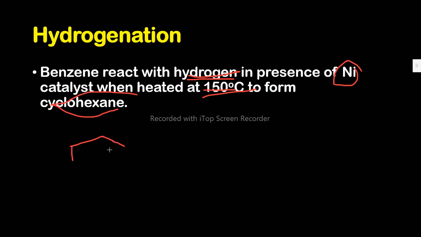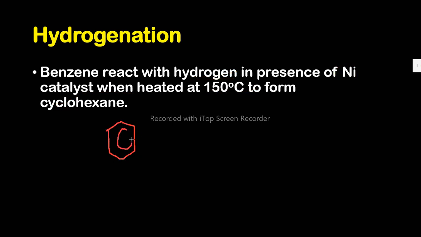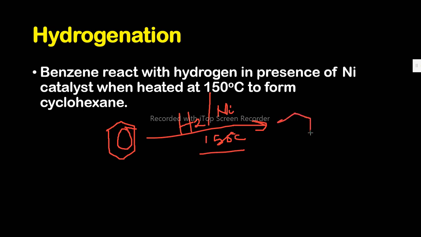Let me also give you another one. So, let's say I have my benzene, and I react my benzene with hydrogen in presence of platinum catalyst, or in presence of palladium at room temperature, or in presence of nickel, and the nickel is heated at 150 degrees Celsius. Then we shall form what? Our cyclohexane. It is as simple as this, and you can use this reaction also in organic synthesis. So this is cyclohexane, and this was benzene.